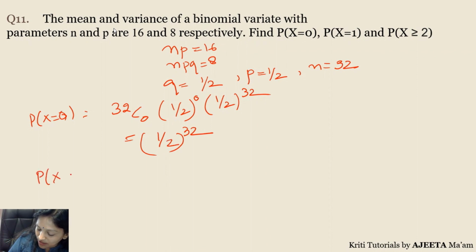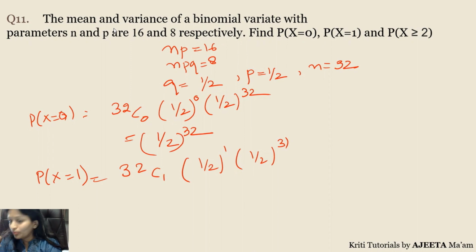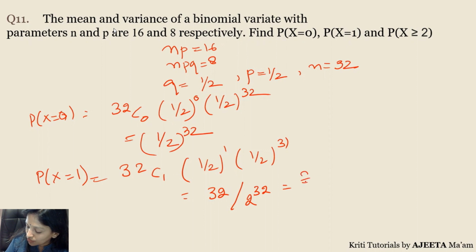Now, the next is X is equal to 1. So, 32 C1, 1 by 2 raised to 1, 1 by 2 raised to 31. Right? Now, how will you solve it? 32 C1 will be how much? Yes, 32. Correct. Upon 2 raised to 32. So, what is 32? 2 raised to 5.